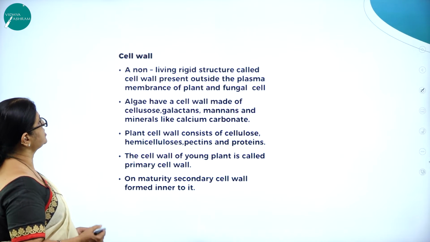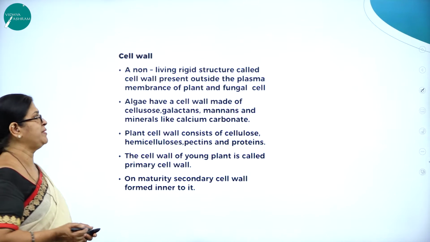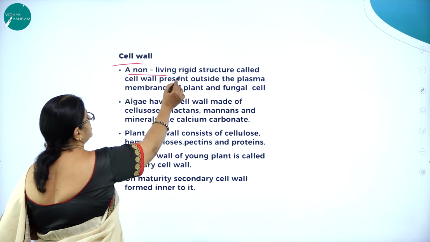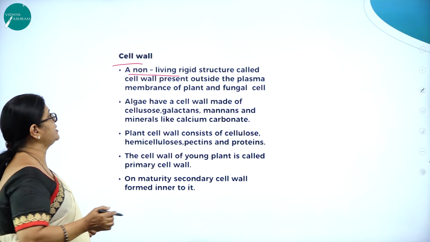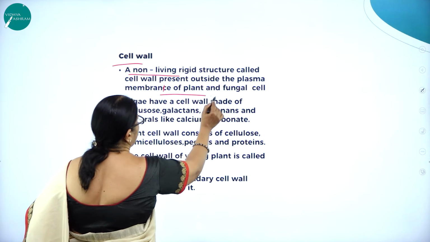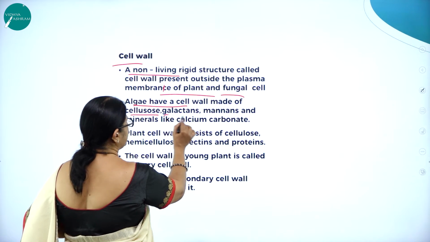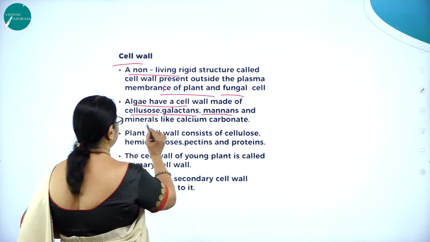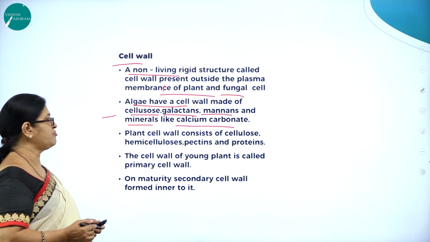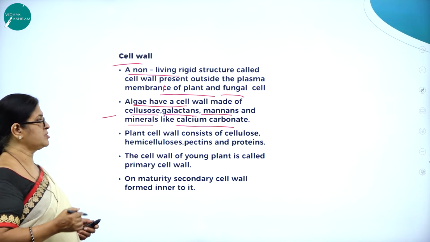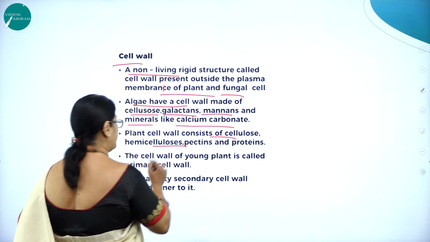Right. Next, cell wall. Now let us understand about the cell wall. That was about the cell membrane. So what is the cell wall? It is a non-living rigid structure present outside the plasma membrane of the plant and fungal cell. Algae have a cell wall made up of cellulose, galactans, mannan, and minerals like calcium carbonate. The plant cell wall consists of cellulose, hemicellulose, pectin, and protein. This is the chemical composition of the plant cell wall.